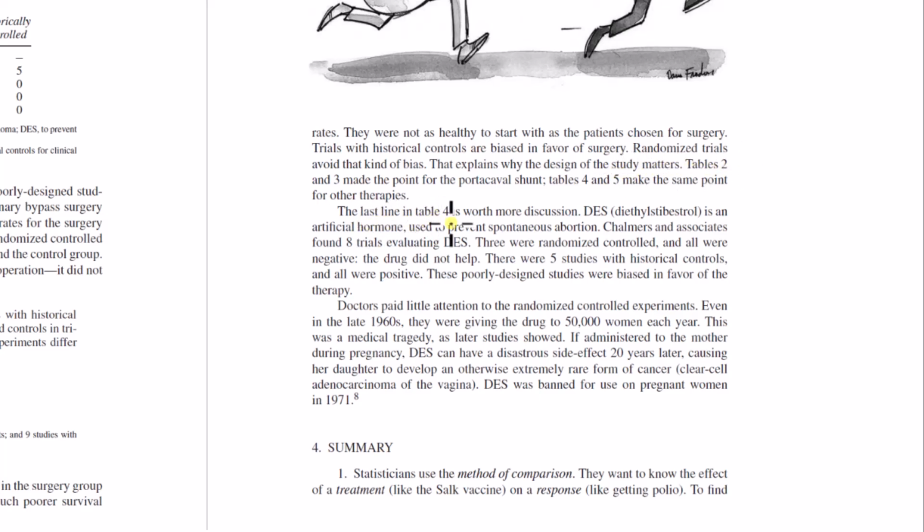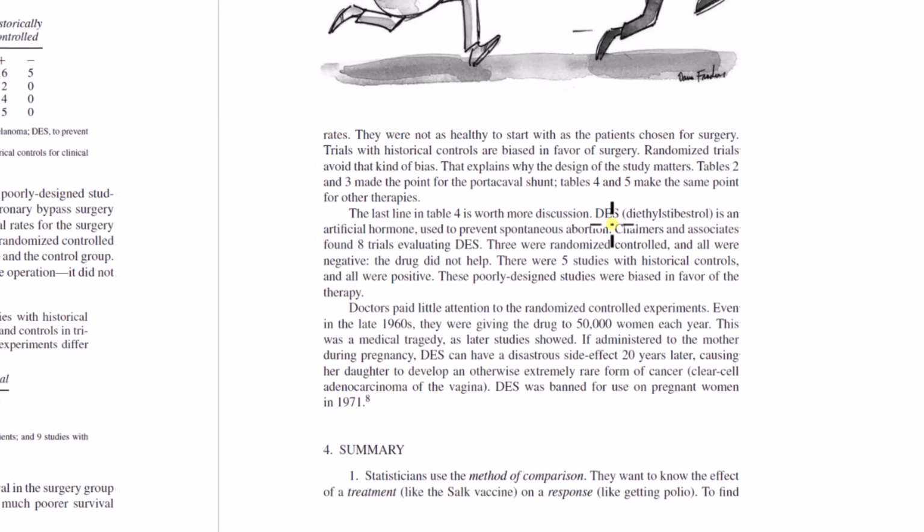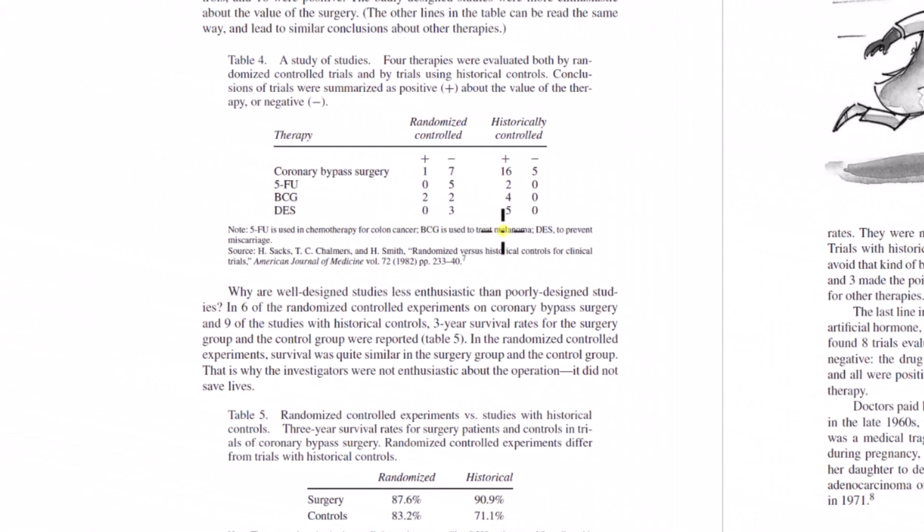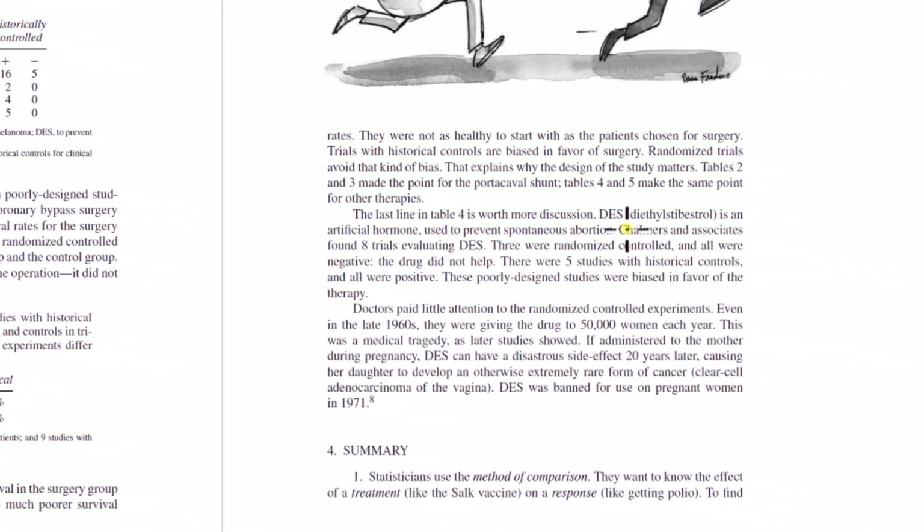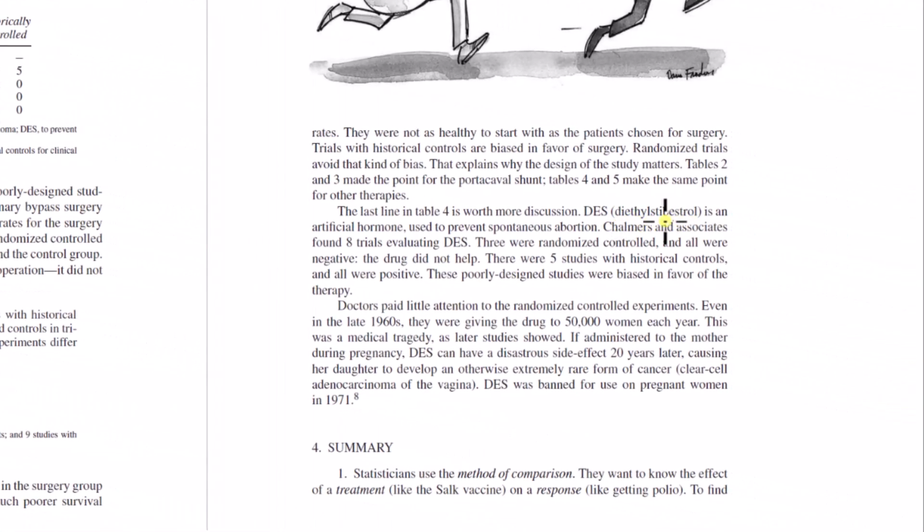The last line in Table 4 is worth more discussion. So they're talking about this here. DES, diethylstilbestrol, is an artificial hormone used to prevent spontaneous abortion. Chalmers and associates found 8 trials evaluating DES. 3 were randomized controlled and all were negative. The drug did not help, okay? There were 5 studies with historical controls and all were positive. These poorly designed studies were biased in favor of the therapy.